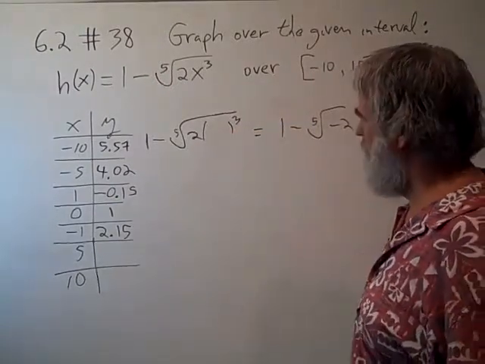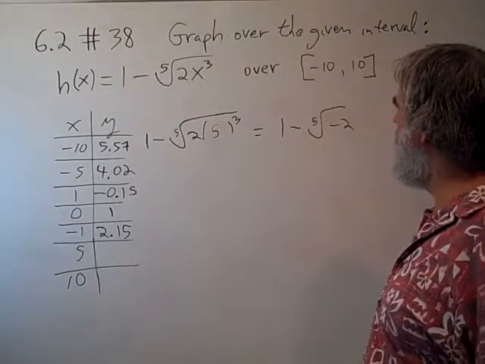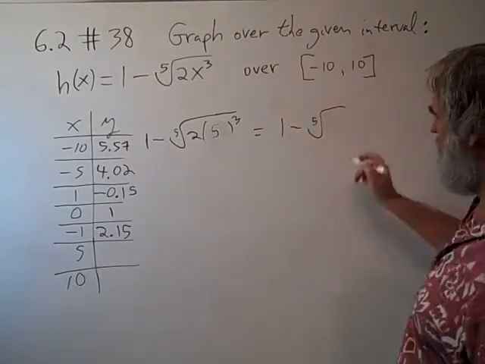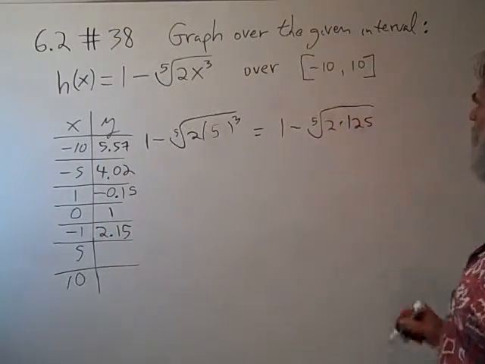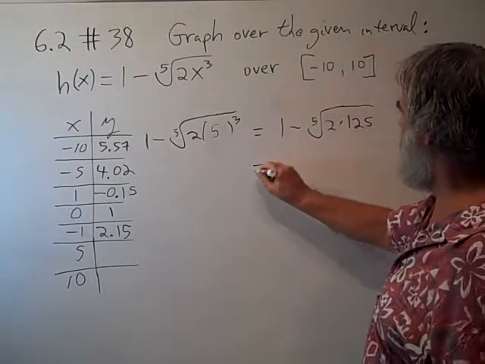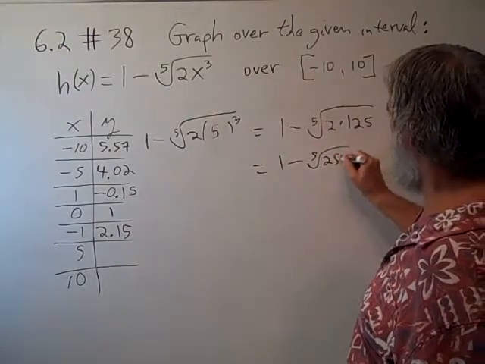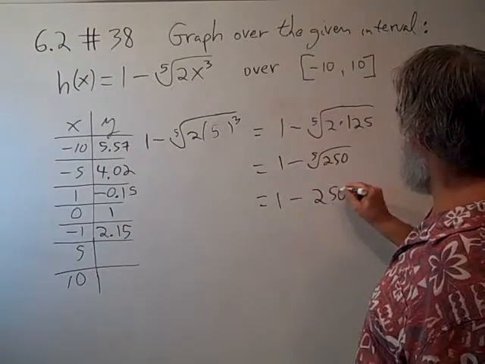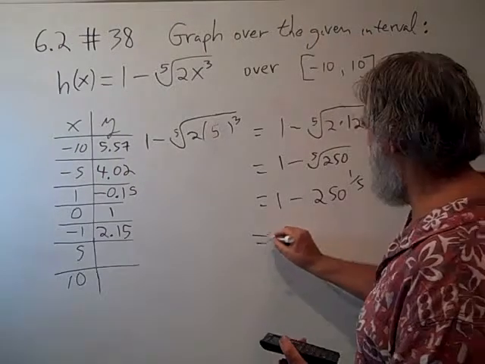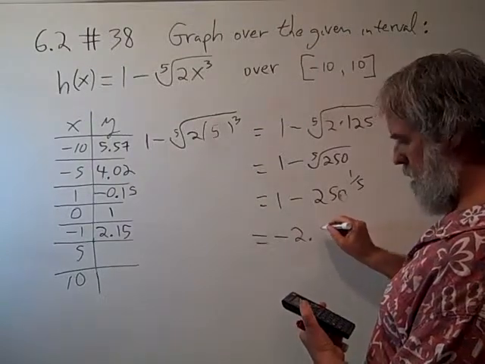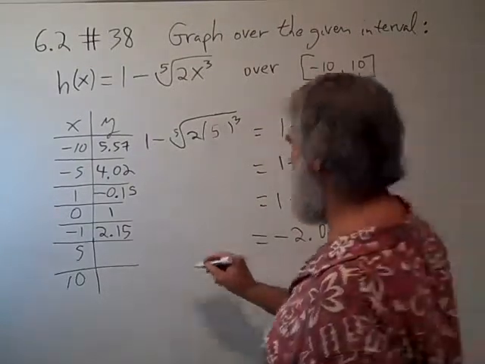Plugging in now a 5, x equals 5, we end up with 2 times 125, which is 5 to the third power, and that's 250. So it's 1 minus the fifth root of 250. That's 1 minus 250 to the 1/5 power. So 250 to the 1/5 power is 3.017. If we subtract that from 1, we get negative 2.02 approximately.